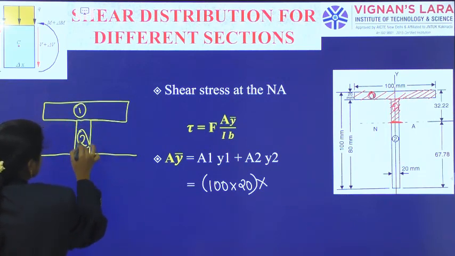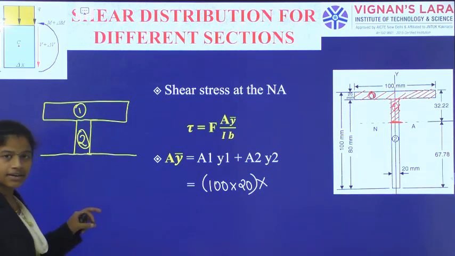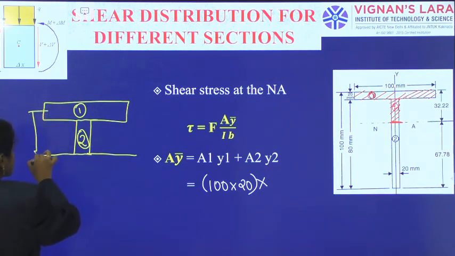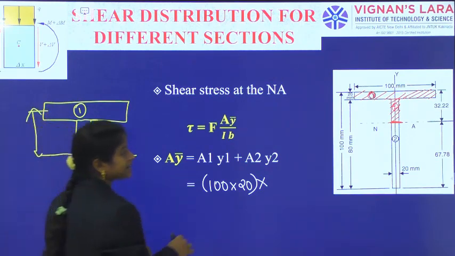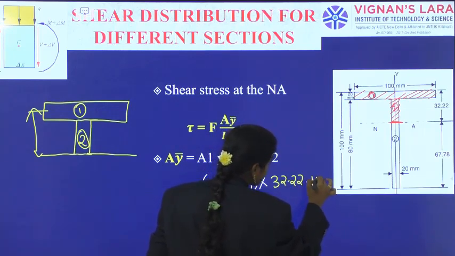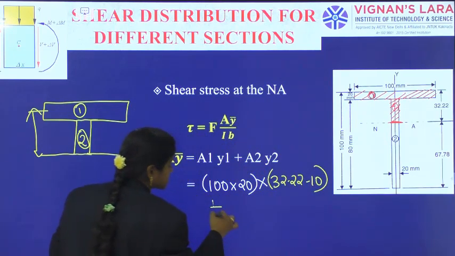First portion and second portion. For these two segments only I am calculating A into y bar. The first thing is 100 by 20 into y bar. Y bar means this measurement, as we have already calculated, as 32.22 minus 10.